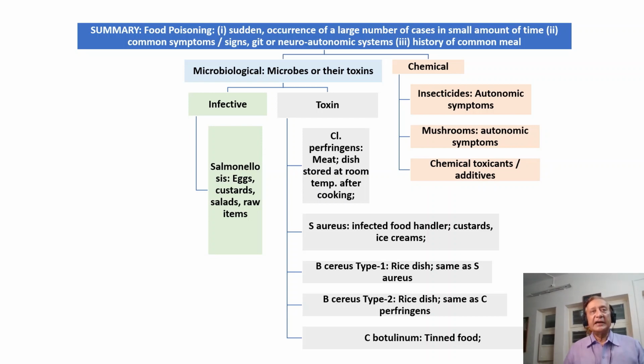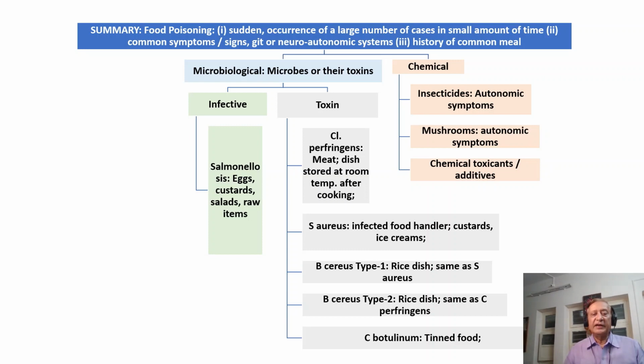On the other hand, the toxin type, there are five types of them which are very important. The first one is Clostridium perfringens, which we just discussed. It is generally transmitted through a meat dish. Usually the dish has been cooked, and after that it has been stored at room temperature for a few hours after cooking and has not been fully reheated to more than 70 degrees centigrade before consumption. The second type is Staphylococcus aureus, again due to toxin, and usually due to an infected food handler who has got pustular infection on his fingers or in his upper respiratory tract. It is usually transmitted by custards, toppings, and ice creams.